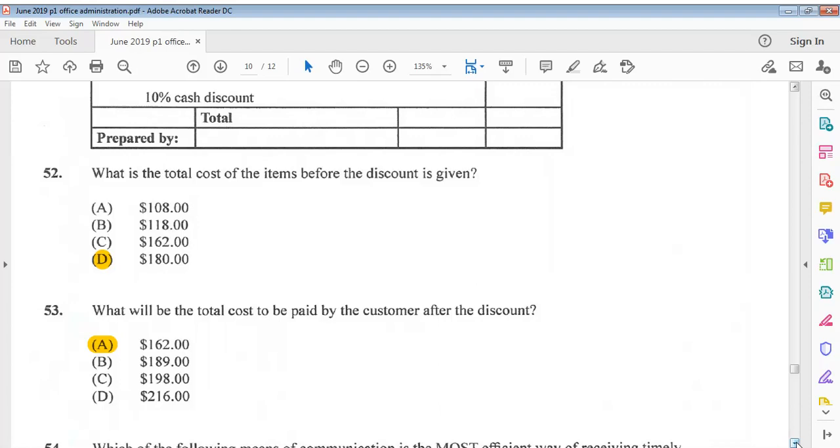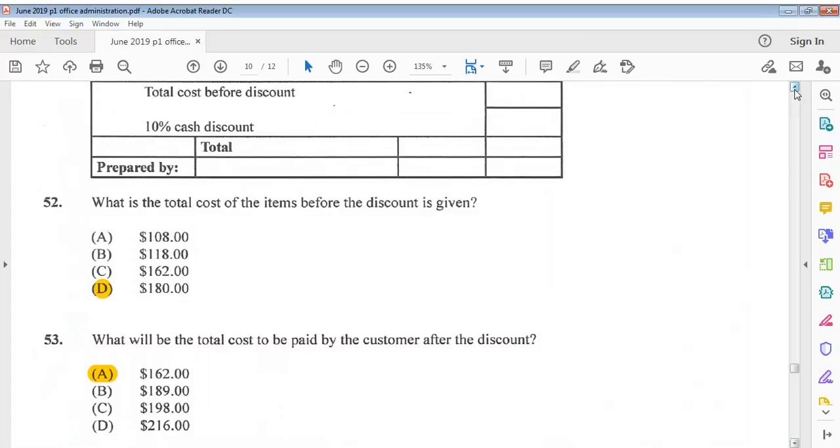What will be the total cost to be paid by the customer after the discount? All right. Back to the diagram, they say the discount on the total cost is 10%. So you're going to find 10% of $180. You're going to get $18. And what you will have to do is subtract the $18 from the $180, and you would get $162. So your answer would be A.